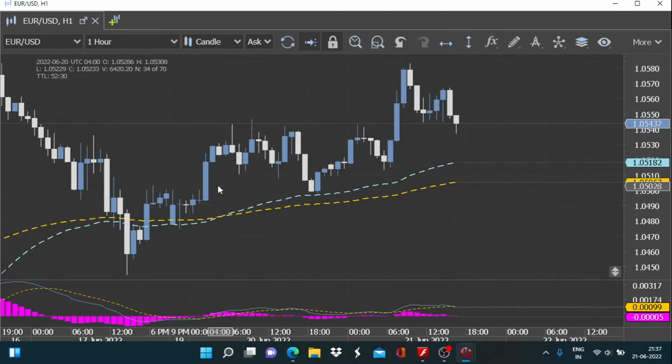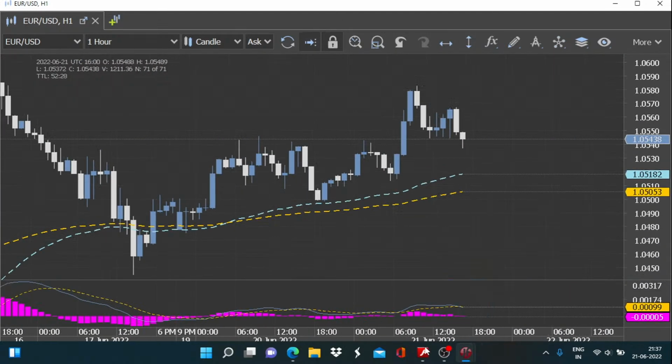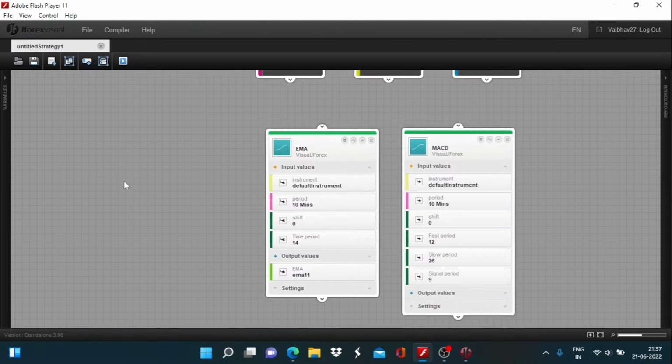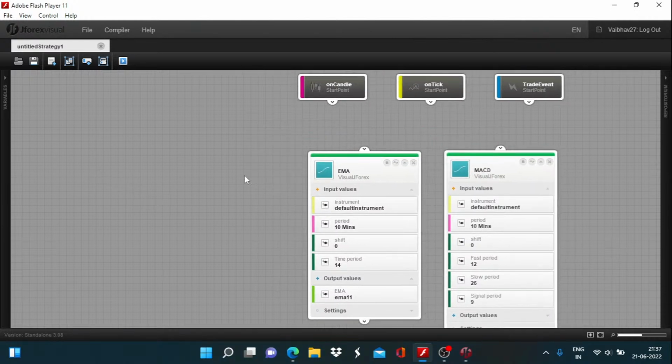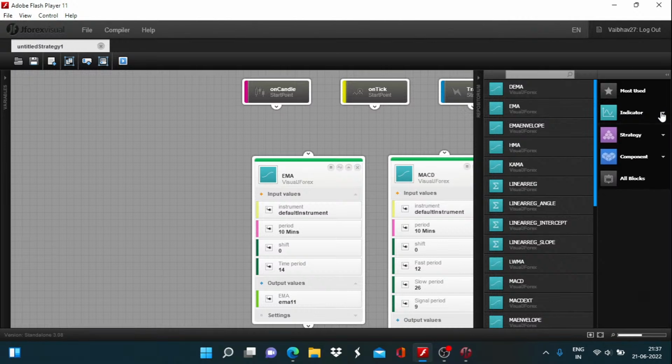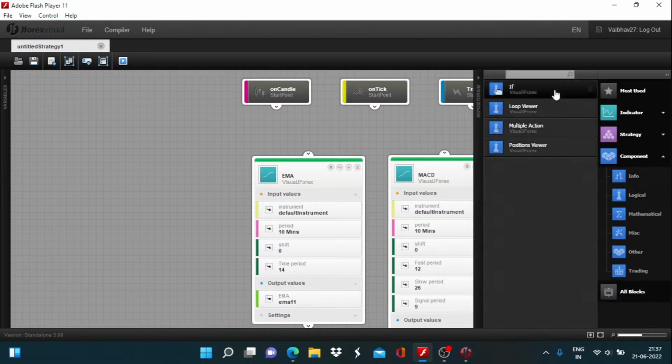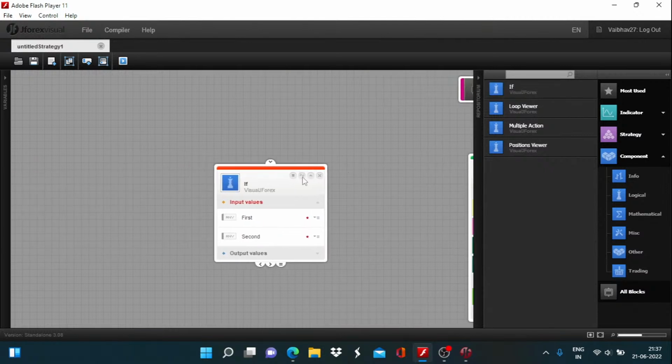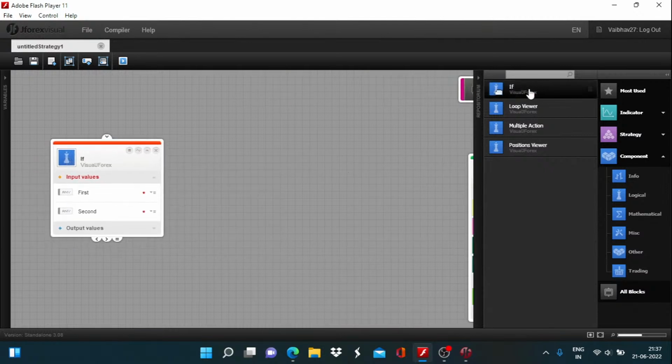Now we head back to the Visual JForex board, where we will have to get the blocks in place, the indicator and the info blocks, as well as the logical blocks to define the conditions. So we start with the instrument subscription first. For that, I am going to need logical blocks. So I am going to add this if block first.